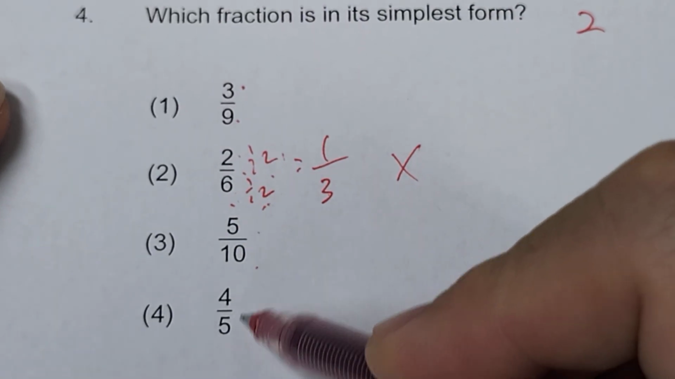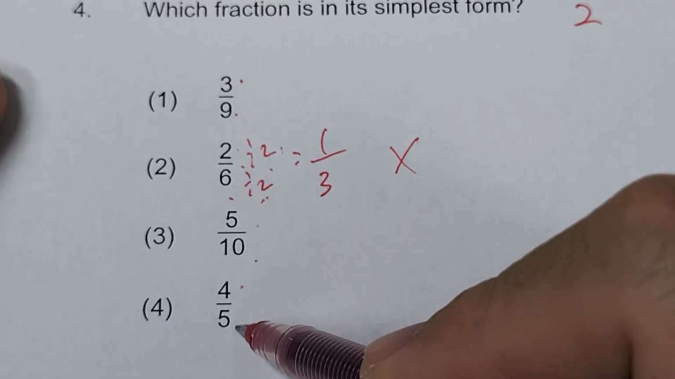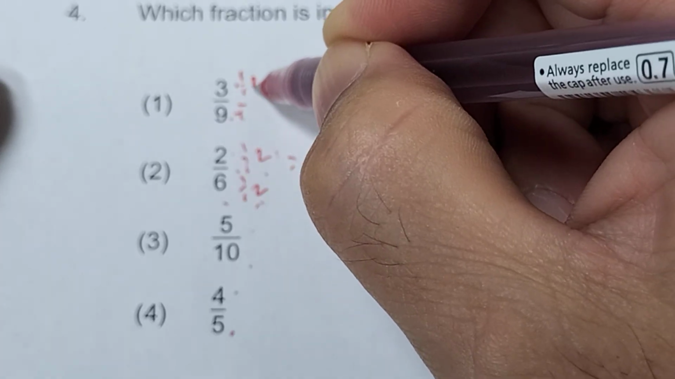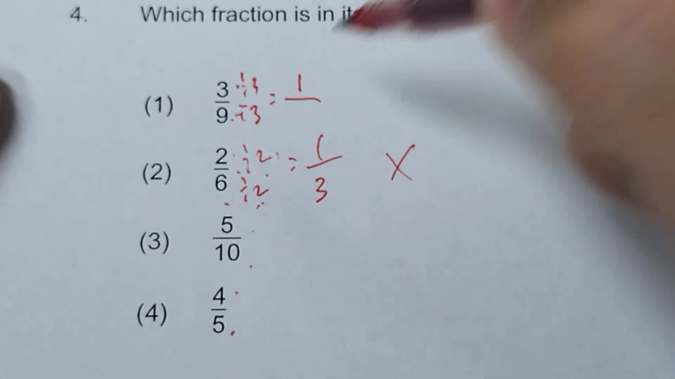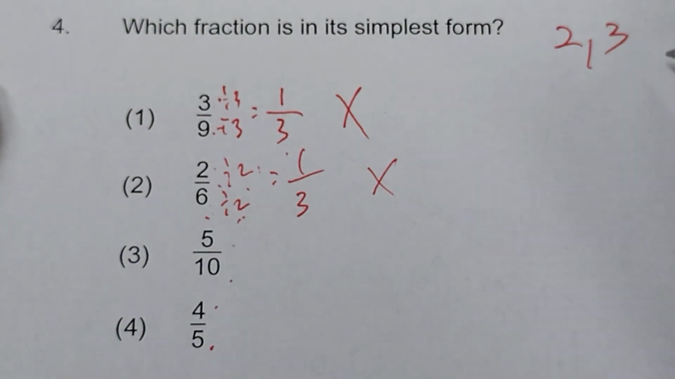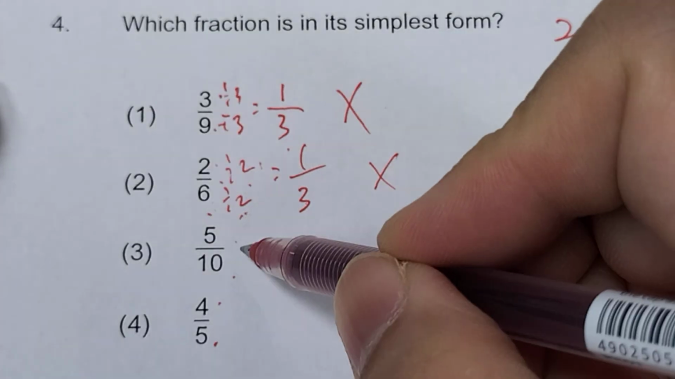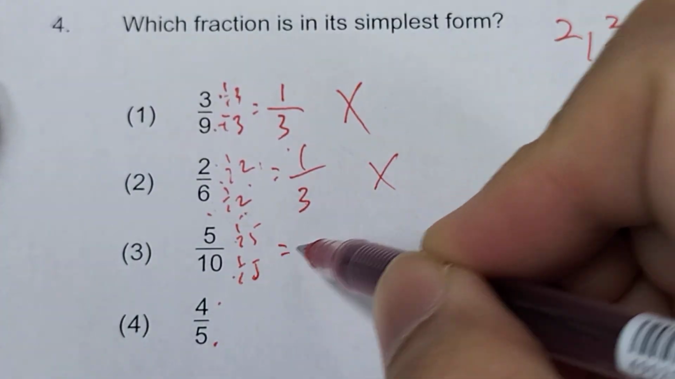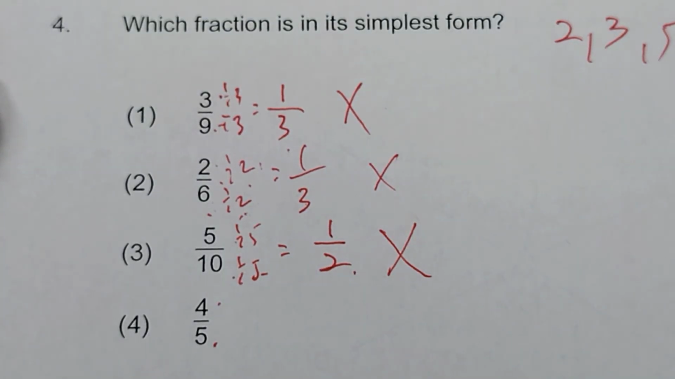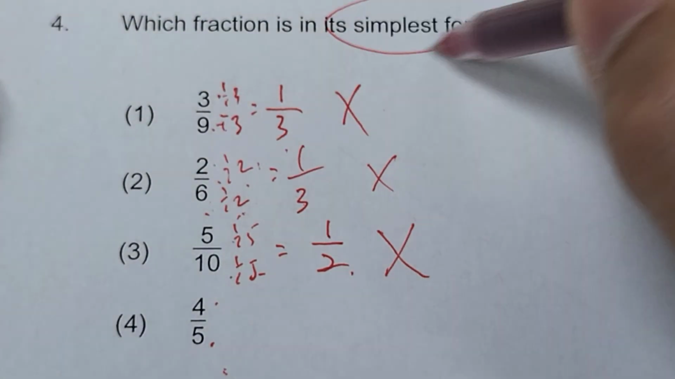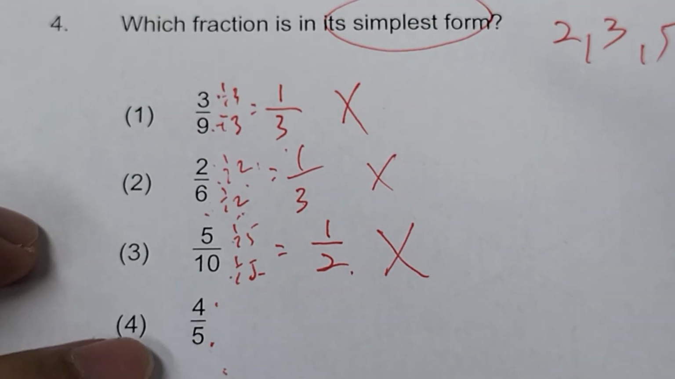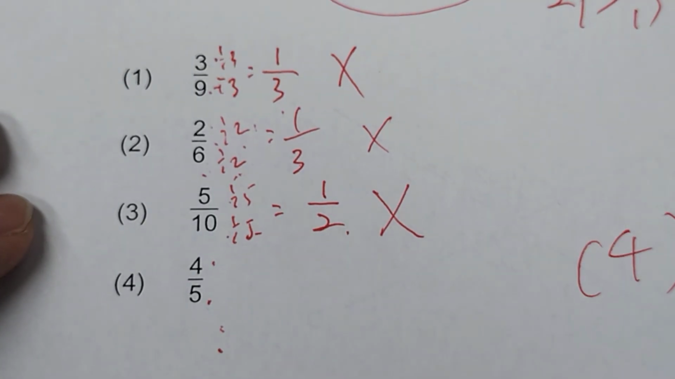Divide by 2, cannot. Divide by 2, okay, I can divide by 2 for the numerator but not the denominator. Let's try 3 now. Divide the numerator and denominator by 3. 3 divided by 3, I have 1. 9 divided by 3, I have 3. I can still simplify, so this is not. Let's try a different number, 5. So I divide the numerator and denominator by 5. I'll have 1/2. So this can still be simplified, so it's not in the simplest form. This is already in the simplest form because I can no longer divide by any number to make it look smaller. So answer is 4.